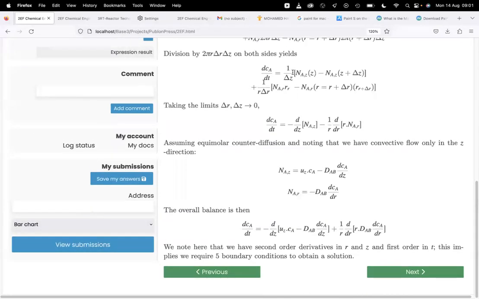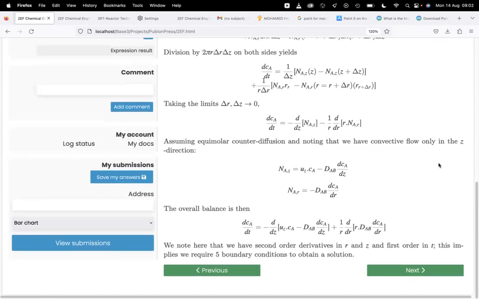And then if you take the limits for delta Z going to 0 and delta R going to 0, you can see we get here dCA dt equals minus d/dz of NAZ. And that's a minus because the Z plus delta Z has a minus sign in front, so to swap them around, we need a minus there. And similarly here, we couldn't cancel the R's, so we just keep the R's here, and then it's d/dR there. Any questions or comments on that so far?